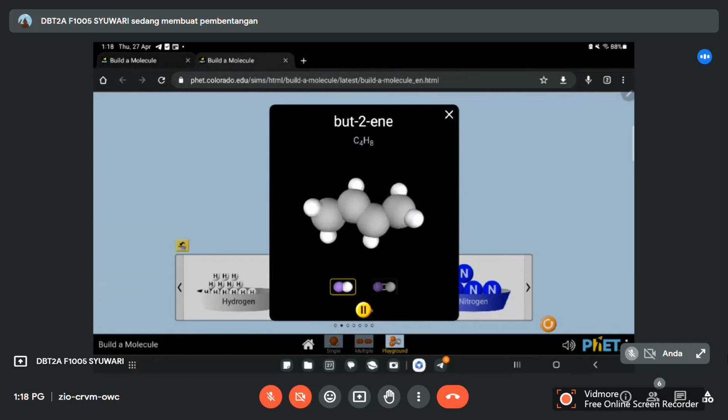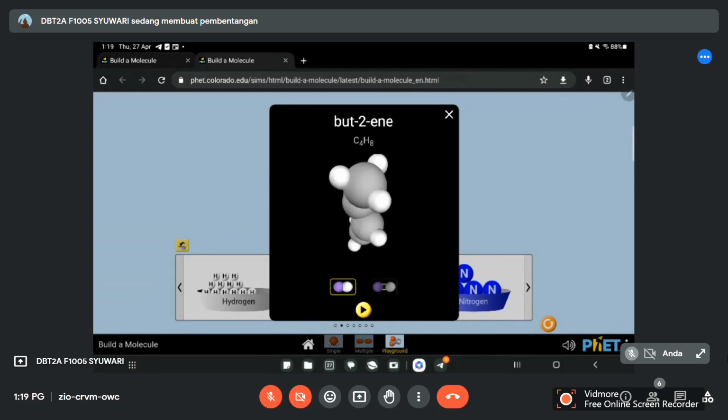So we can also pause it to see clearly how the structure of 2-butene looks. So you guys can pause. And also this is a stick model of 2-butene.